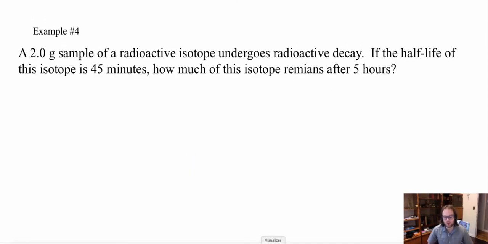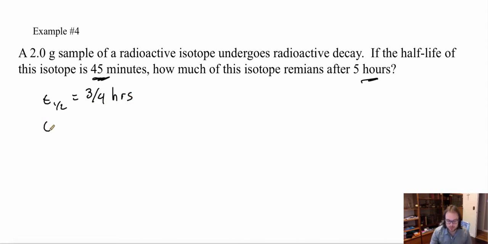My fourth example, we're looking at a 2-gram sample of a radioactive isotope that undergoes radioactive decay. If the half-life of this isotope is 45 minutes, how much of this isotope will remain after 5 hours? My first thing I must convert here is, I look at times in minutes and times in hours, so I'm going to convert everything to hours. So I know my half-life time is, if we convert it to hours, 3/4 of an hour.